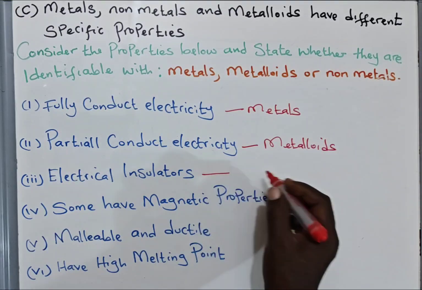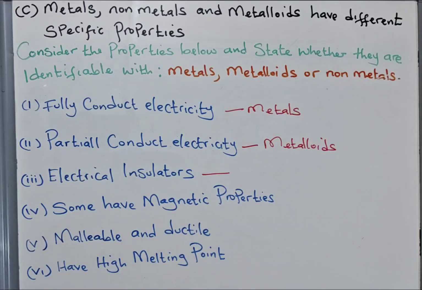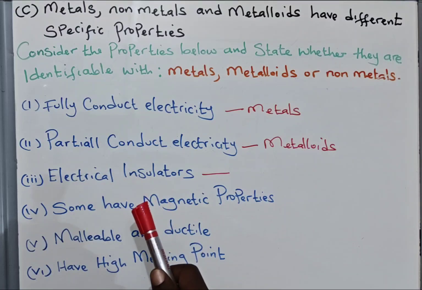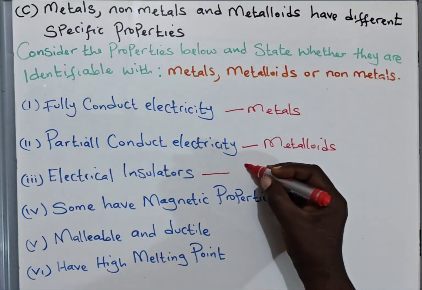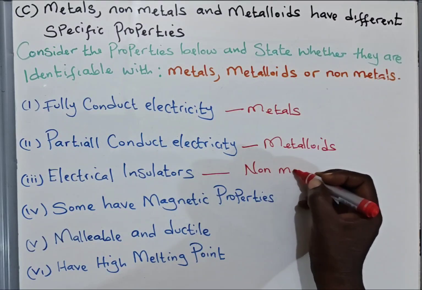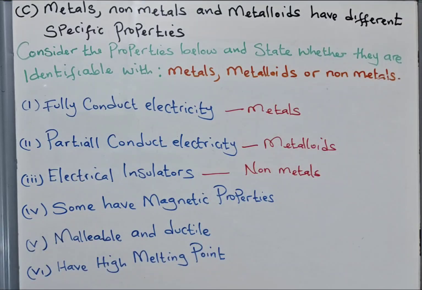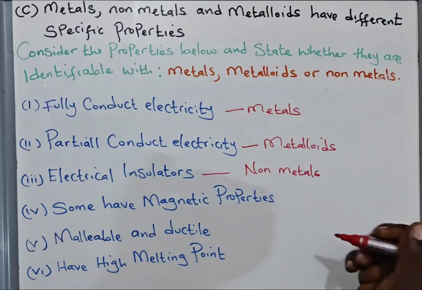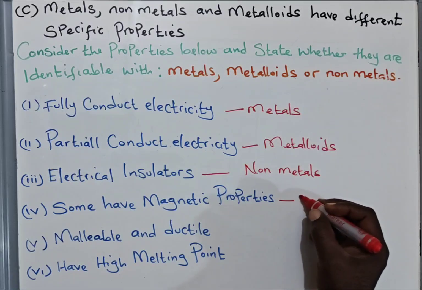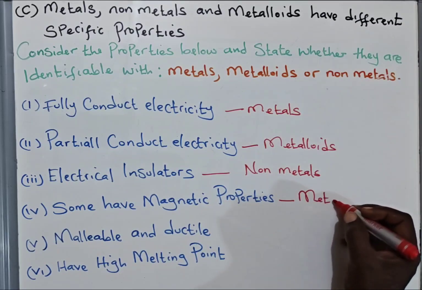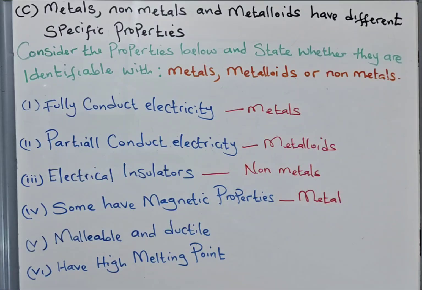Then comes this one: electrical insulators. These do not conduct electricity, so we call them insulators. What are they? These are non-metals. Then we come to this one: some have magnetic properties. What are those which have magnetic properties? These are metals. Some metals exhibit magnetic properties.